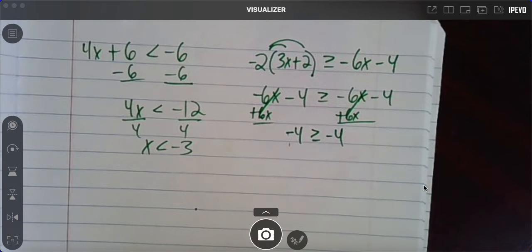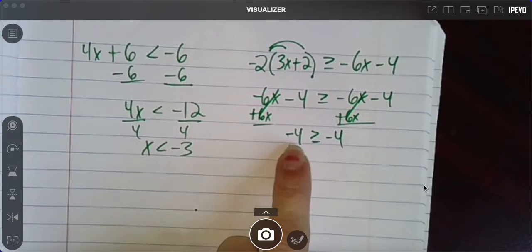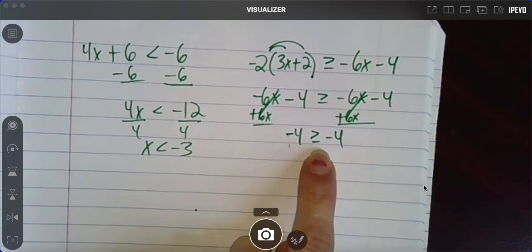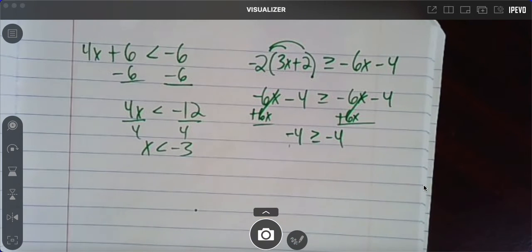What if it wasn't equal? What would we have put? No solution. Like if I put 3 is greater than 5. Is that true? So I would have put no solution. But this one is true. -4 is greater than or equal to -4. It's equal to it. So that one's all real numbers. Are we good? No? Question?